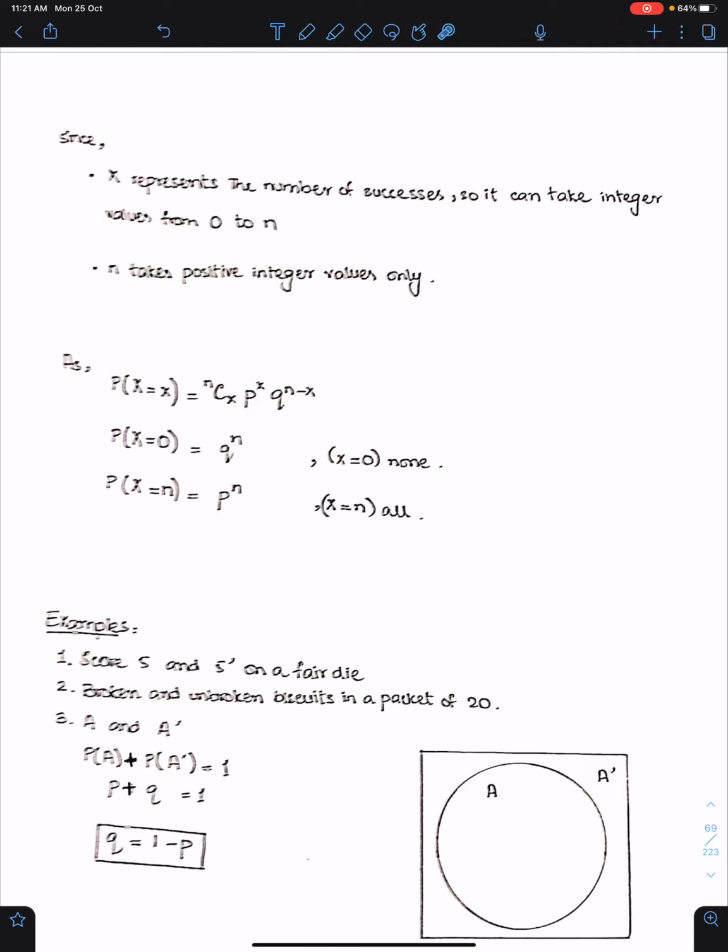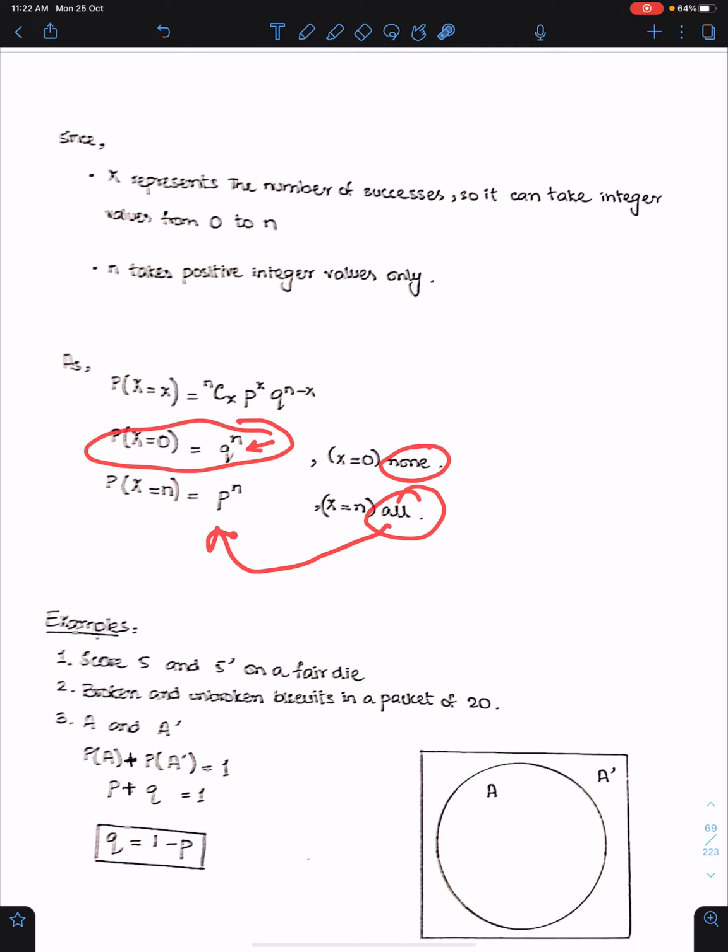To make the calculation simple, we must know these two results. When x is 0, it means none. So for that, if you put 0 here, here, here and here, you will get q power n. And all means the value of x is n. So when you substitute n here, here and here, you will get p power n. So for none, the probability is q power n. For all, the probability is p power n.